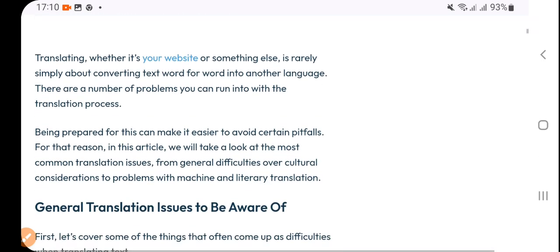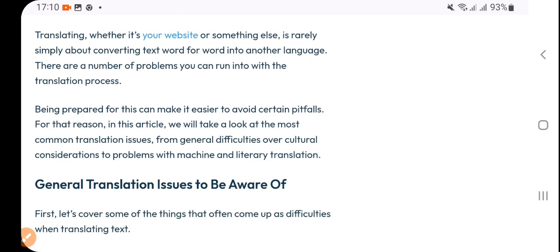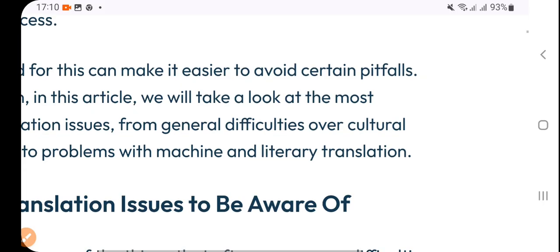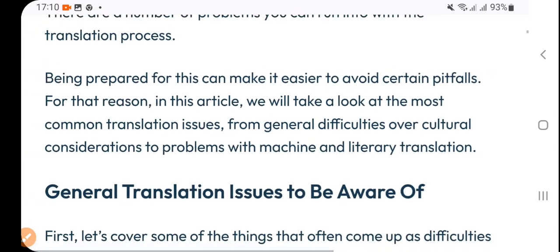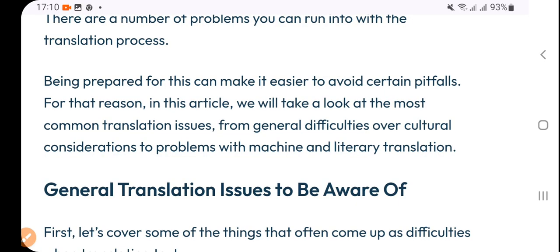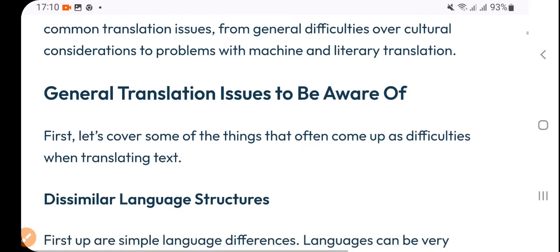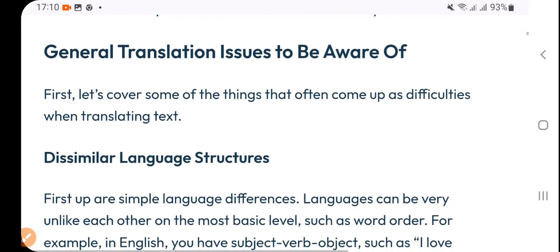First of all, we have already discussed what translation is, right. Translation is something that has a source text and a target language, right? So the text is to be translated into the target language. So that is translation. And what are the common problems, the issues that come? First are general translation issues to be aware of.